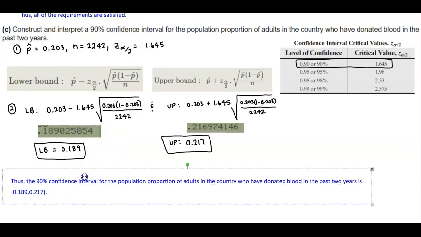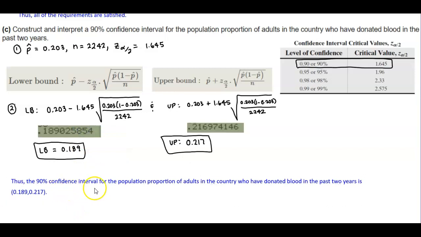And so from here we can say that the 90% confidence interval for the population proportion of adults in the country who have donated blood in the past 2 years is in the interval of 0.189 to 0.217.